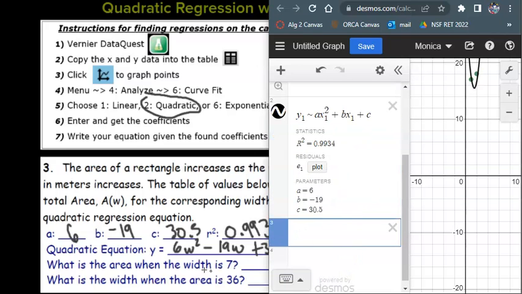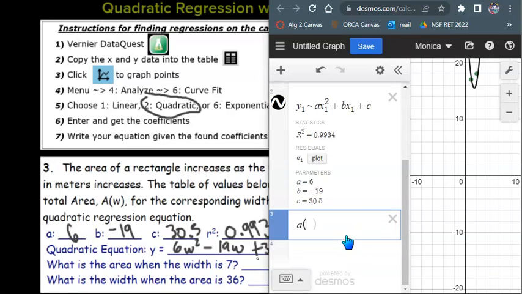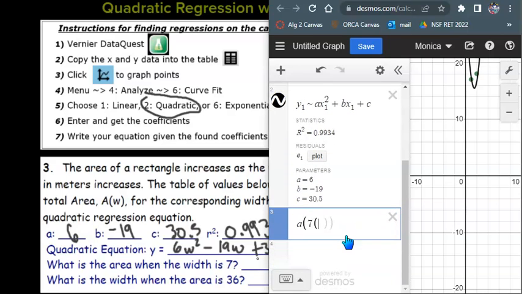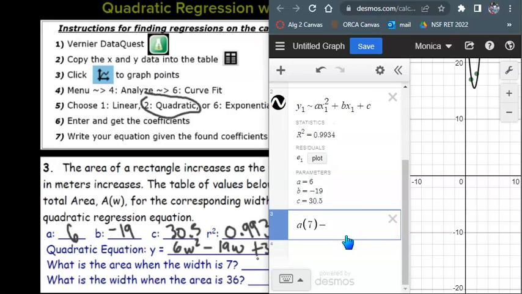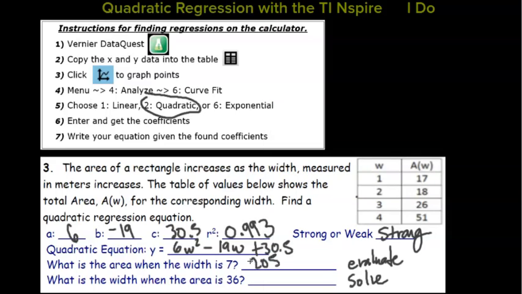Now to evaluate when x is 7, we're just going to plug that in here. So we have a times 7 squared plus b times 7 plus c. And that's 205.5. And it's going to be meters squared.